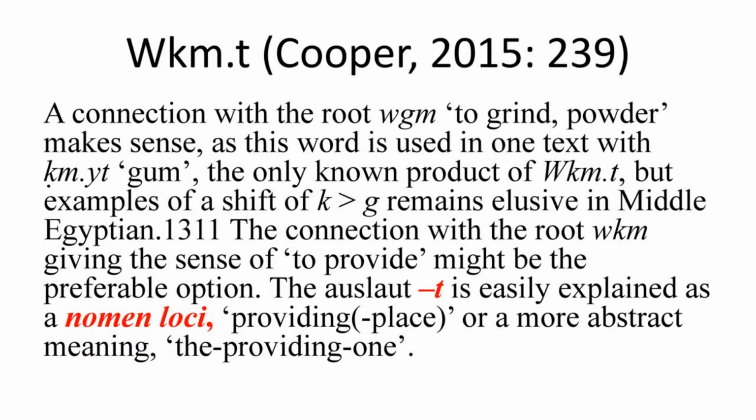We're going to go here, 1311, and then it says the connection with the root wakim, giving the sense of to provide, might be the preferable option. The suffix T is easily explained as a nomen loci, providing place, or a more abstract meaning, the providing one. So what it's saying is this is literally the Latin for place name. A loci meaning location or place, and nomen meaning name. So he's saying the T is a place name suffix, right?